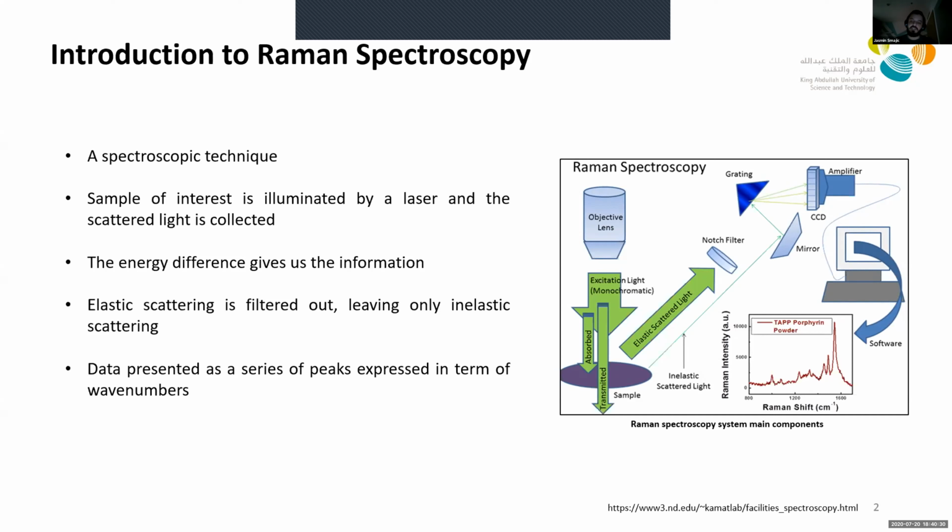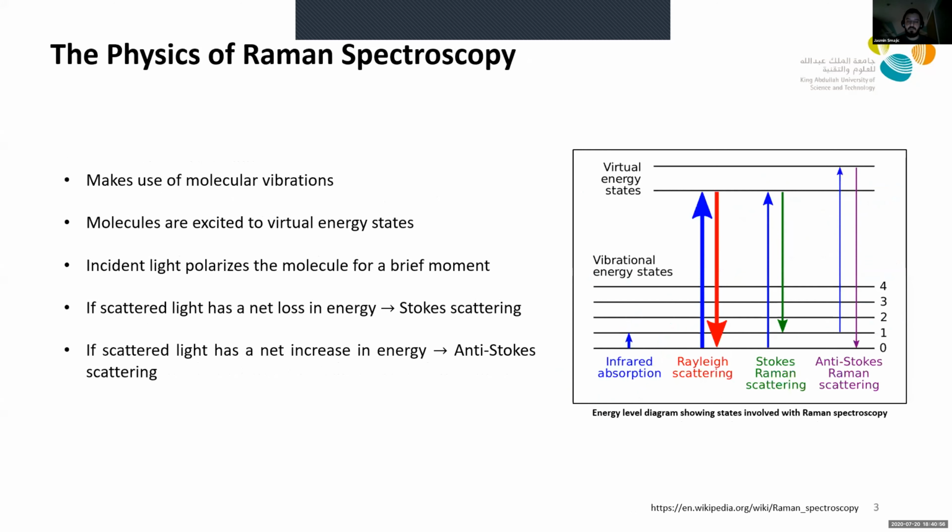And this goes through a series of components inside the equipment, such as diffraction grating, CCD camera, and amplifier, and it comes to your screen as a series of peaks. On the y-axis, you have the intensity of these peaks, while on the x-axis, you have the wave number. Now, to understand the origin of these peaks and to appreciate Raman spectroscopy, we have to go into the physics, into how these peaks come about.